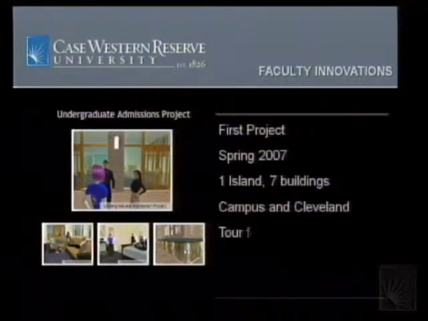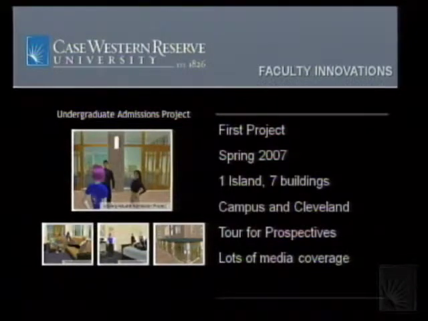The first project that we had on our first island had 7 buildings. Two were buildings from Cleveland: the Rock and Roll Hall of Fame and the Cleveland Clinic. The rest of the buildings were campus buildings. We used it for undergraduate admissions, inviting prospective students who hadn't made up their mind about coming to Case yet to come in and talk to student ambassador avatars that we had created. We had Village at 115 created, and so they were able to take tours of that, and there were lots of interesting conversations going on.